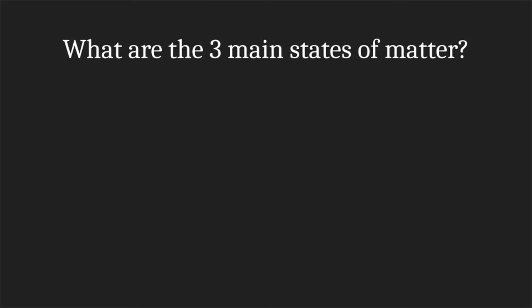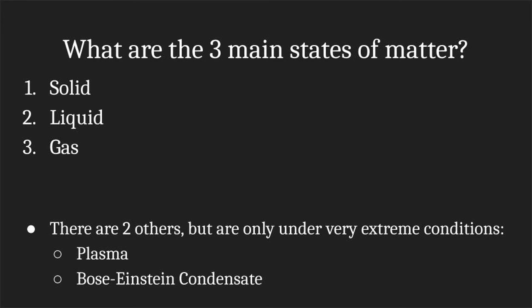So to start off, we are going to be talking about the three main states of matter. As many of you may know from younger grades, those are solid, liquid, and gas. Now, the reason I say main states is there are two others, but only under extremely rare conditions, and those are plasma at really high temperatures, and the Bose-Einstein condensate at really low temperatures. We're not going to go into those last two for the purpose of this video.